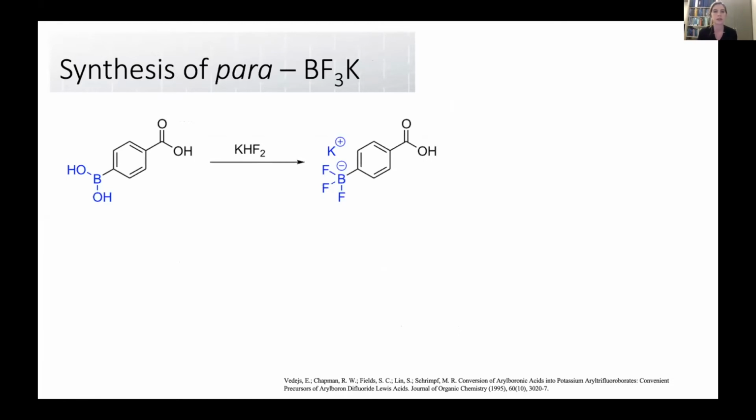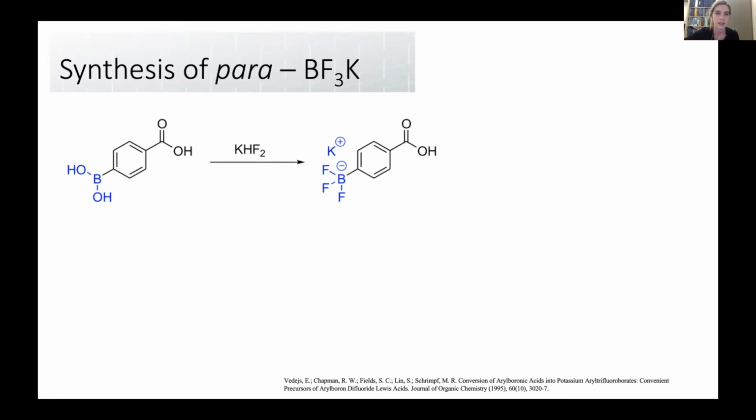So we next tried to synthesize the para BF3K substituted product. To do this, we added 2 equivalents of KHF2, and we dissolved them in a 20-to-1 mixture of methanol and water. We allowed this to react for 30 minutes and then used rotary evaporation to remove the solvents.